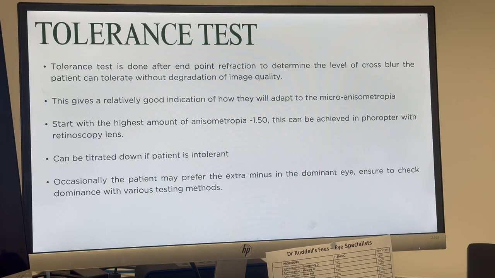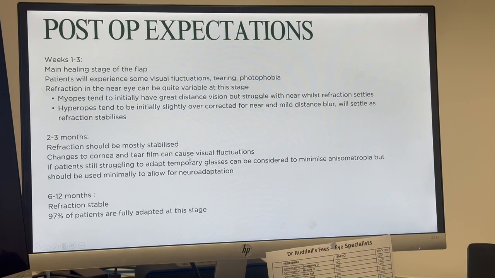If the patient's a bit intolerant to the full minus 1.50, you can titrate down. You can go down to 1.25, then see if they can tolerate it, then minus 1.00, and then to minus 0.50. Like I said, generally it's put in the non-dominant eye. However, some patients do have a bit of cross-dominance, so they might prefer the bit of extra minus in the dominant eye. So always double check dominance with a few different testing methods and see which they prefer as well.